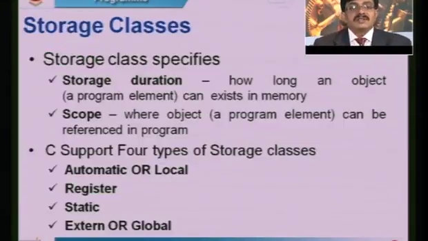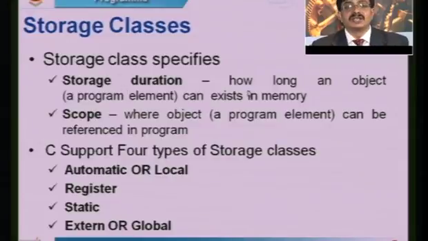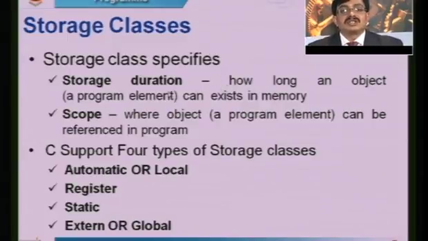Next we will see storage classes, another most important concept of C when you are using the concept of functions. Storage classes specify two things: the storage duration and the scope. What exactly is the storage duration? How long a variable will have a life in the course of execution of a program is what storage duration is. How long an object or program element can exist in memory. Sometimes we call it the lifetime of a variable.